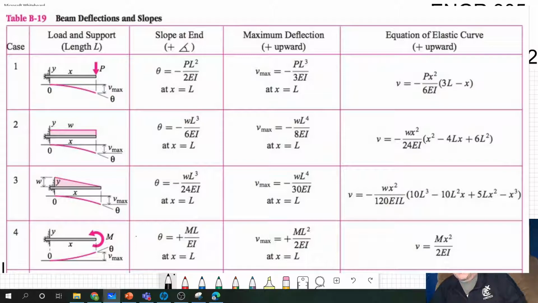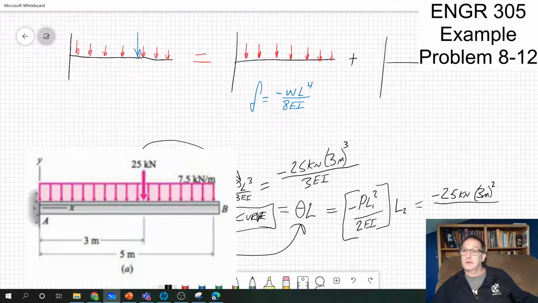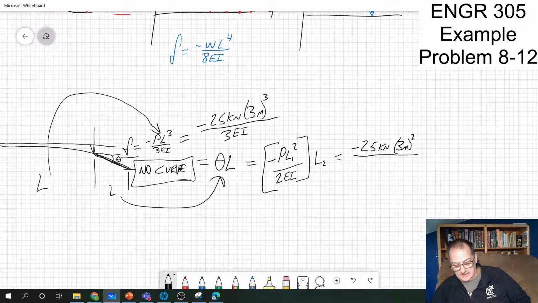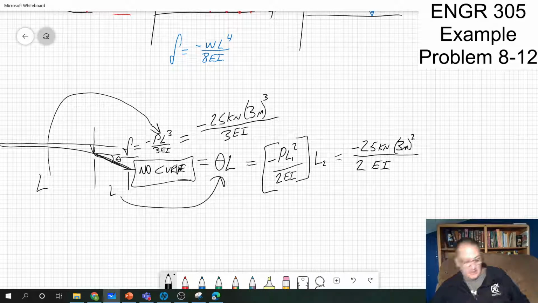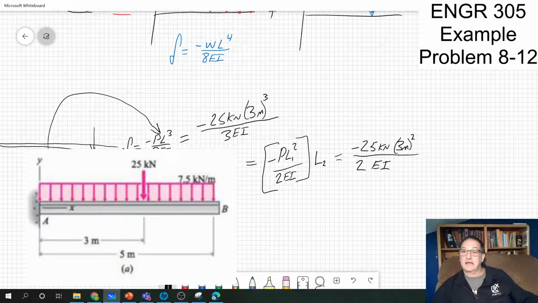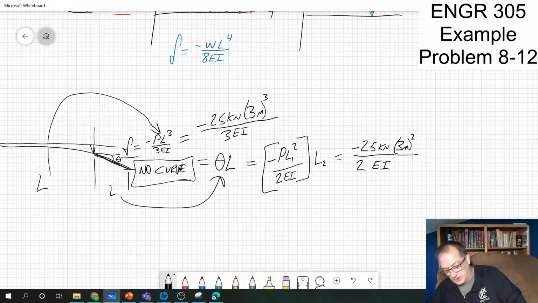Minus P, L being the 3 meters. Sorry, I'm going to put the P right in there. I'm going to substitute my values other than EI. Minus 25 kilonewtons, 3 meters squared, divided by 2EI. I've got to slide this over so you can see it. And then I need to multiply that by L2. L2 is that second distance. I got to look at my figure. Total is 5, so this is 2 meters.